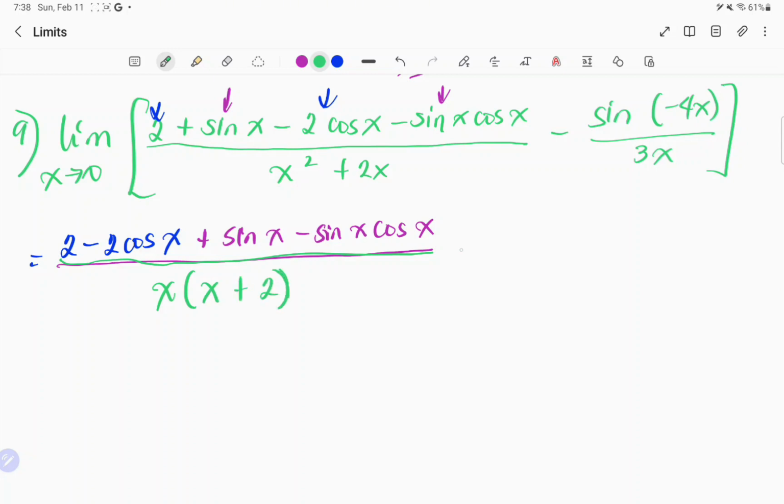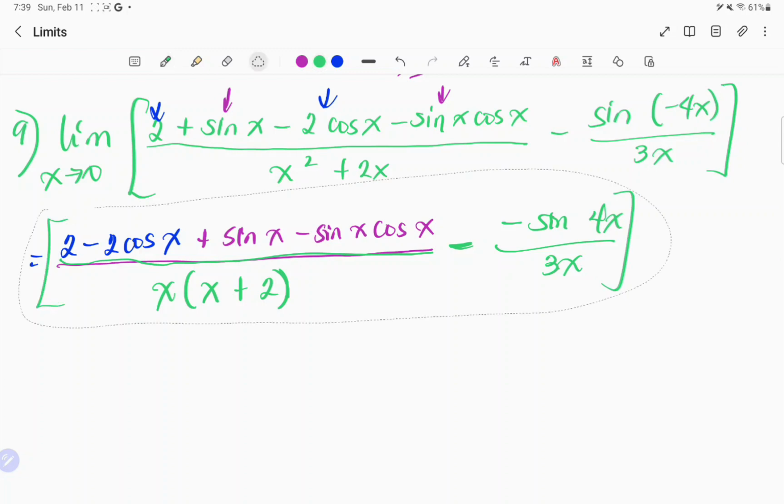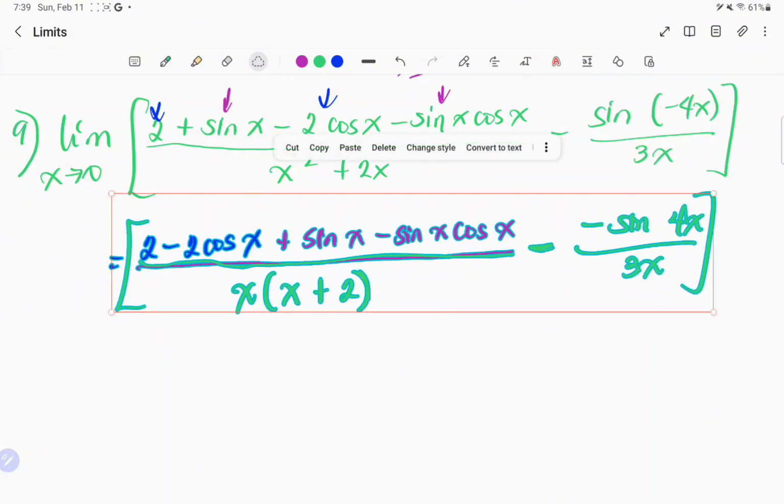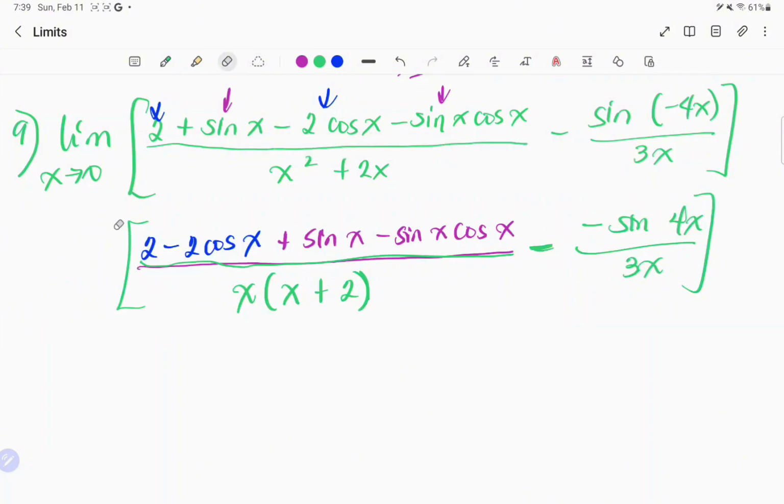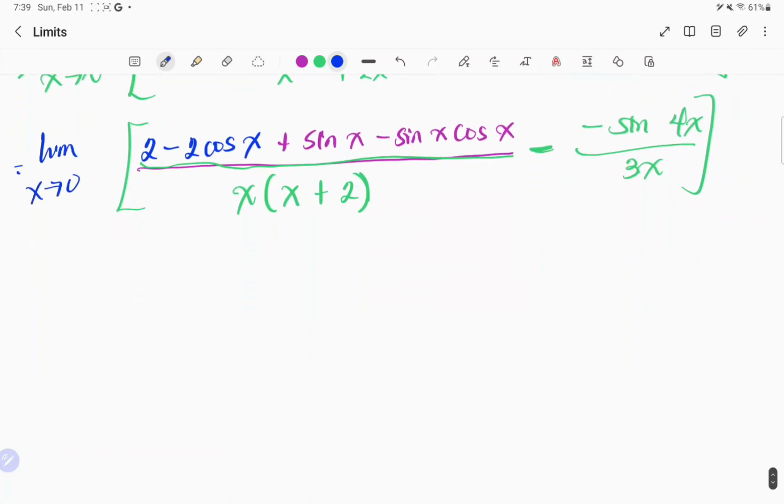Now, for the second term, minus, my sine of negative 4x here can be written as negative sine of 4x by odd-even identity over 3x. So this is going to be the whole function that we are going to simplify. Okay, so let me just rewrite the limit as x approaches 0. Okay, we're not yet done.